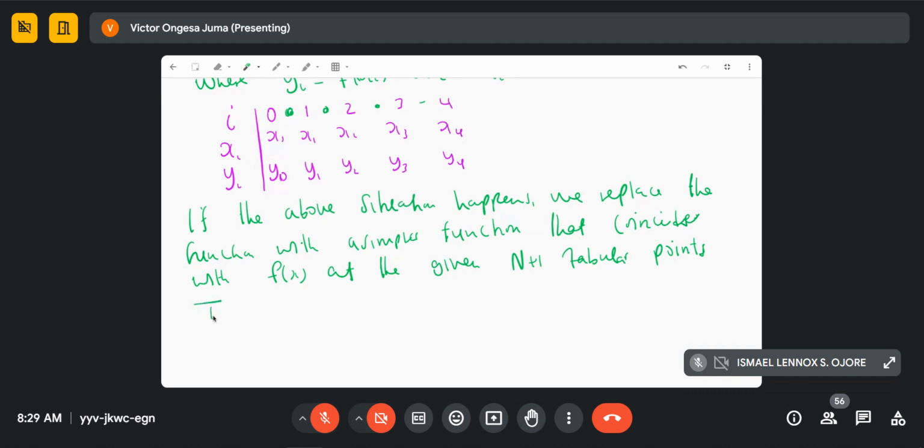So we can say that this process is known as interpolation.